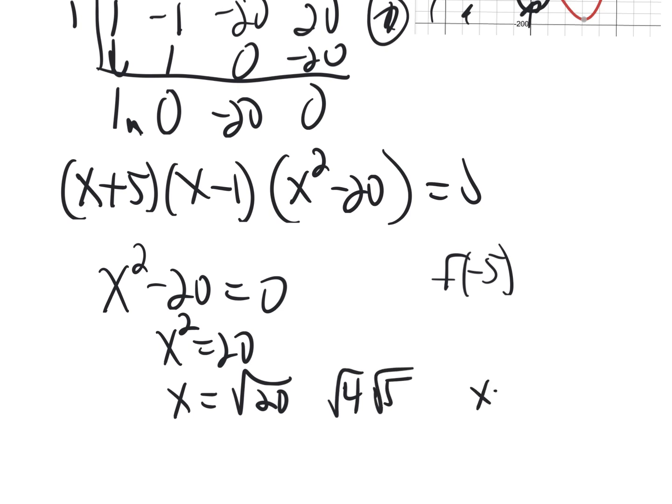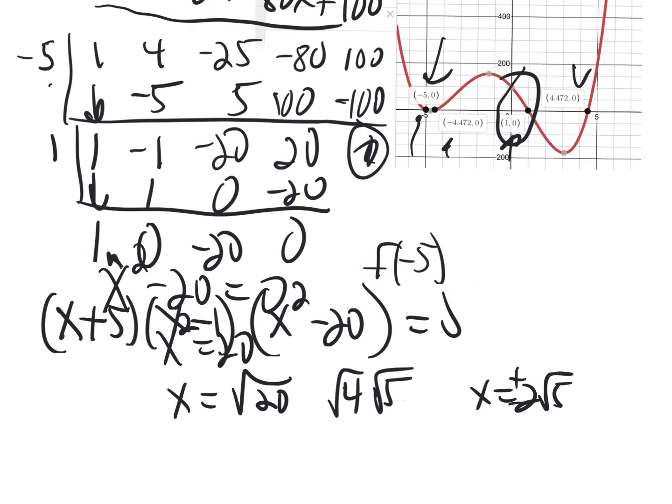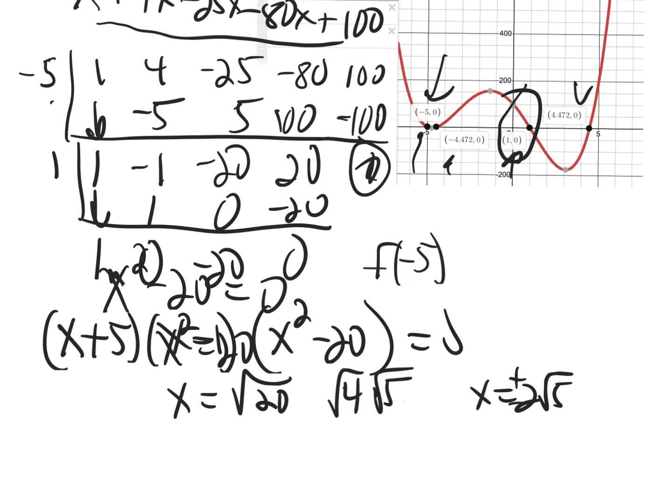So I'm going to get x equals 2 square roots of 5. And actually we get plus or minus 2 square roots of 5. And if I would dare say, unless I screwed up, of course, that if you were to punch those in your calculator, you would get negative 4.47 and positive 4.47. So that's how we use Desmos and synthetic division to find all the zeros.